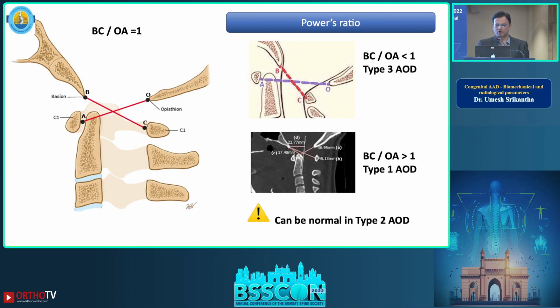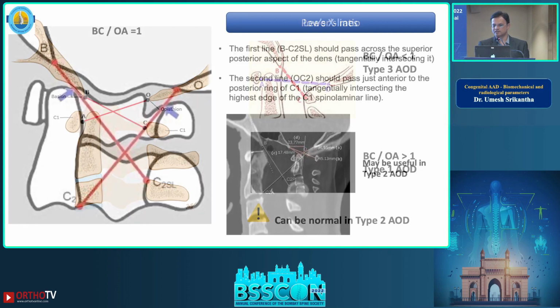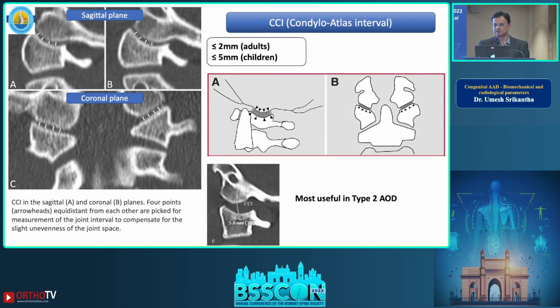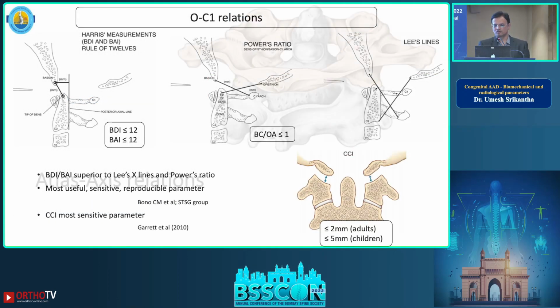We all know about the Powers ratio. So we measure BC by OA. Usually the distance should be equal. Whenever there is a translocation or atlanto-occipital dislocation, it can vary, being less than 1 or more than 1. Lines of X, again, we already know, I'll not go into the details. CCI is also a very important parameter that we need to see while assessing OC1 relations.